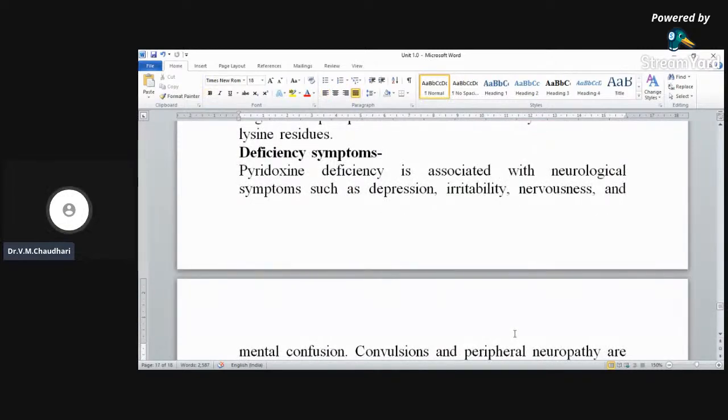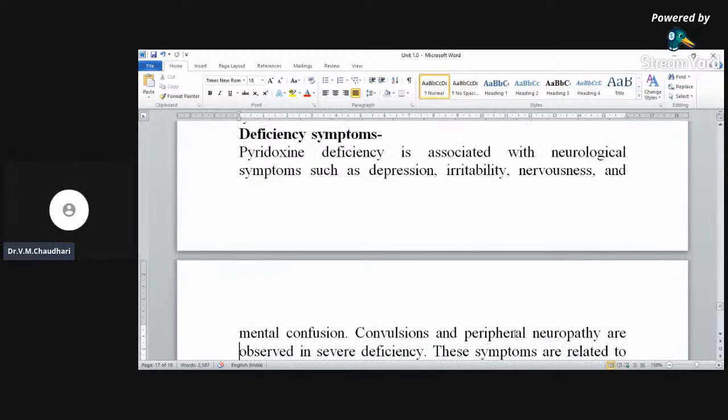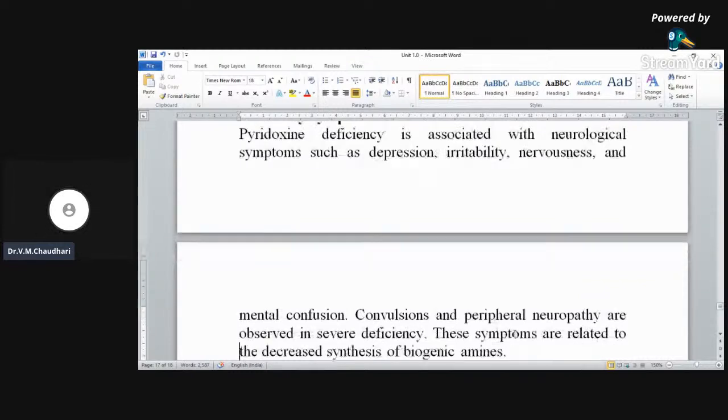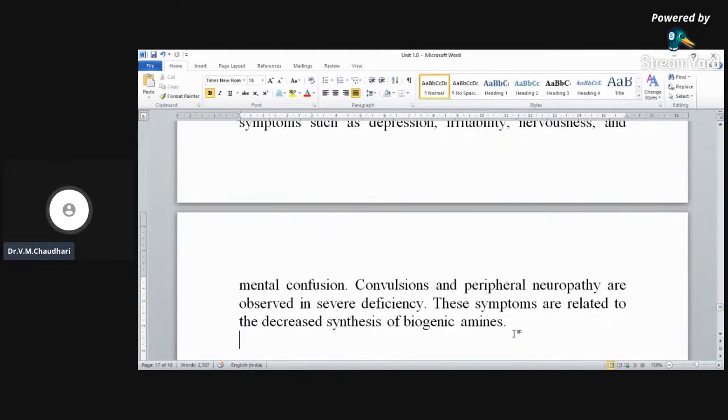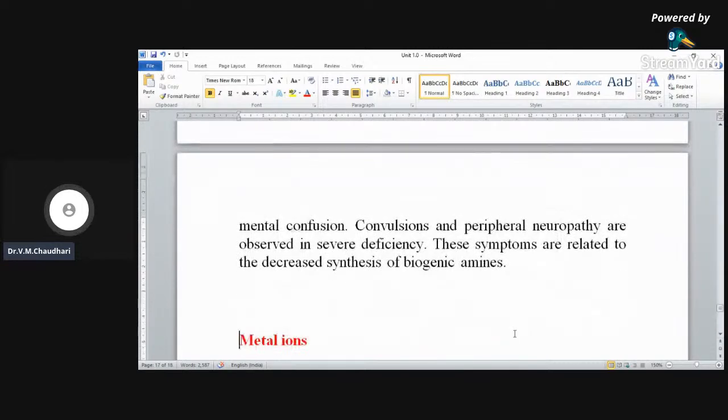So what is the deficiency symptom of pyridoxine? Pyridoxine deficiency is associated with neurological symptoms such as depression, irritability, mental confusion, convulsions and peripheral neuropathy, that is, associated with nervous system disorders. So these symptoms are related to the decreased synthesis of biogenic amines.